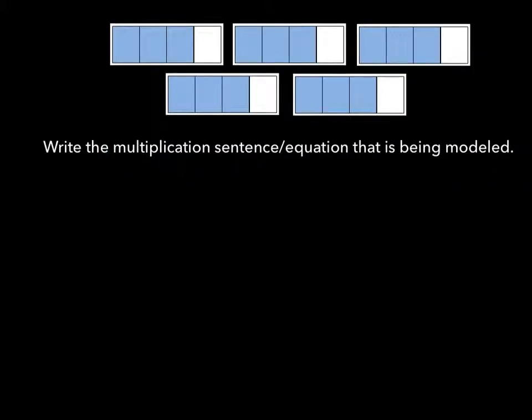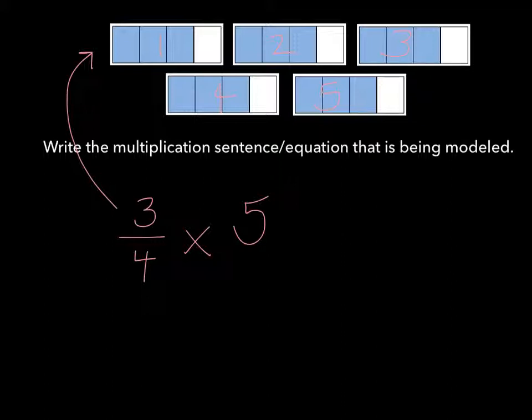Now let's try to write another multiplication sentence. I'm going to start by looking at just one object, and this first object is broken into fourths. 3 of them are blue, so 3/4 is being represented. Now I want to see how many times. So 1, 2, 3, 4, 5 times. So this is 5 times 3/4.